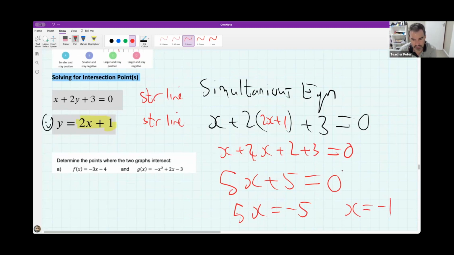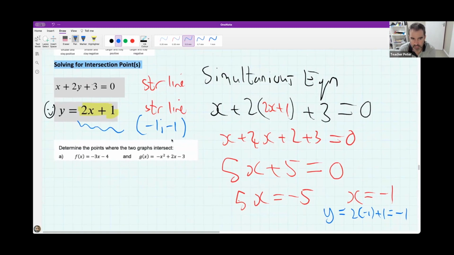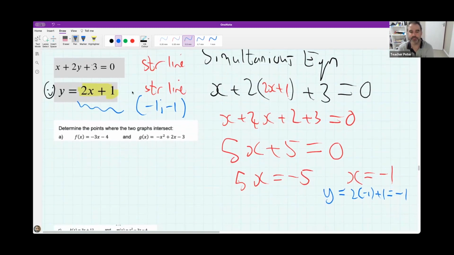But that is not the simultaneous solution. I still need to get my y value, and my y value I get by taking the easy equation and timesing it by -1 plus 1. What do I get there? -2 plus 1 is -1. So the point of intersection between these two straight lines is x is -1, y is -1. So that's something you did in grade 10.